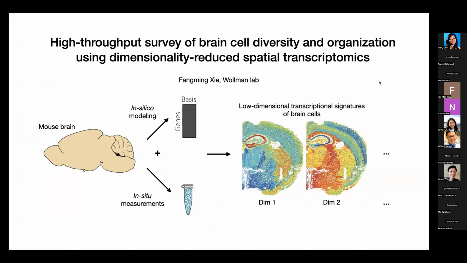Yes. Okay. So today I'm going to present this ongoing work with my lab mates in Woman Lab, where we try to develop a technology for a high-throughput survey of brain cell type diversity and organization.